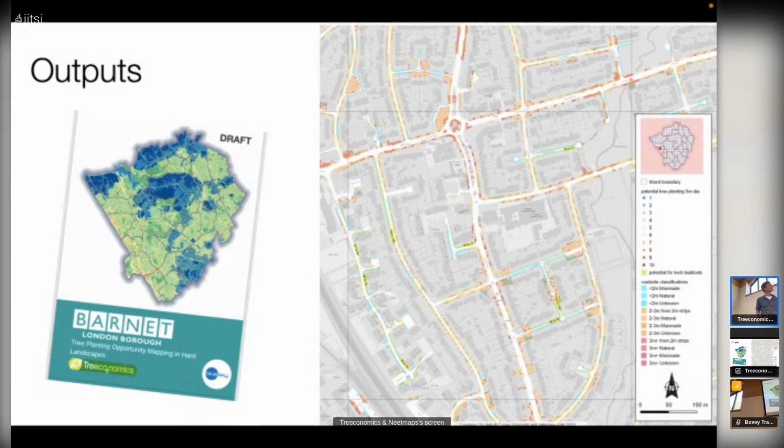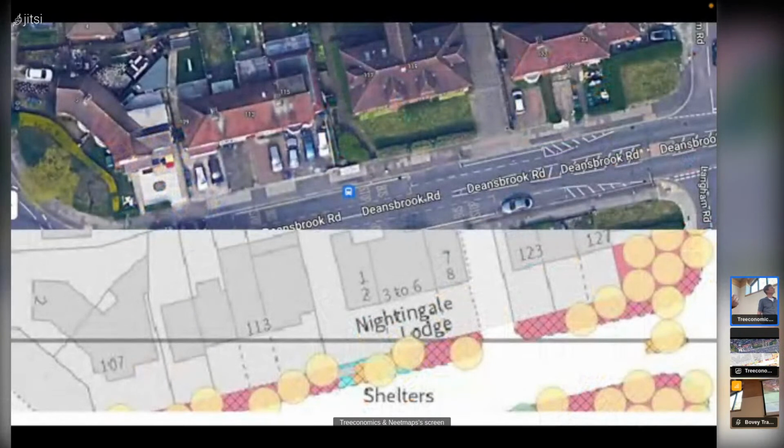So I then wanted to dive in and have a look. I've picked one little bit to dive into, and there you go. If they don't quite match up, that's because of my lack of ability to match them up. But you've got a Google Earth view, or Google Street View, on there, and the map at the bottom.